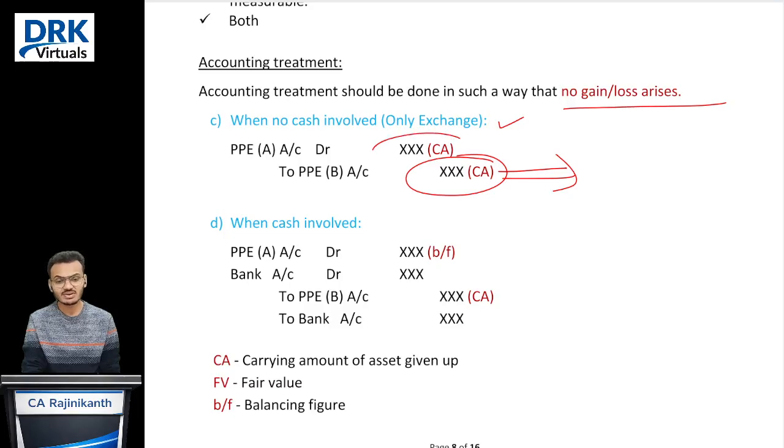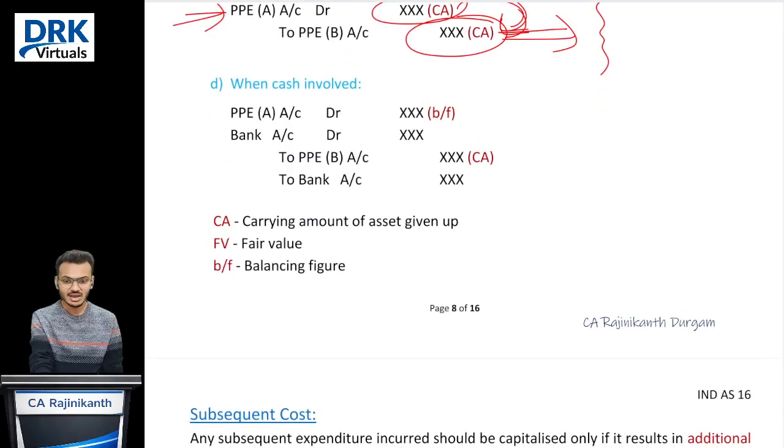Asset that we are acquiring shall also be recognized at the carrying amount of the asset that we are giving up. So here, no gain or no loss, as we already discussed. This transaction should be recognized in such a way that no gain or no loss is recognized. Clear?